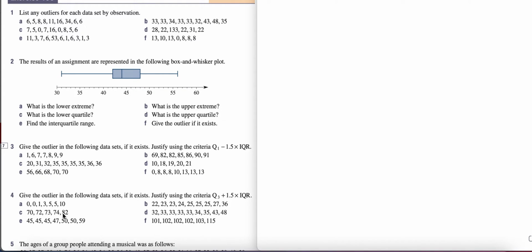So for question 4, it says give the outlier in the following data sets if it exists, justify using the criteria Q3 plus 1.5 times IQR. Now, I'm going to go through part C in this case. So the first thing we need to do, step 1, is to find Q1 and Q3.